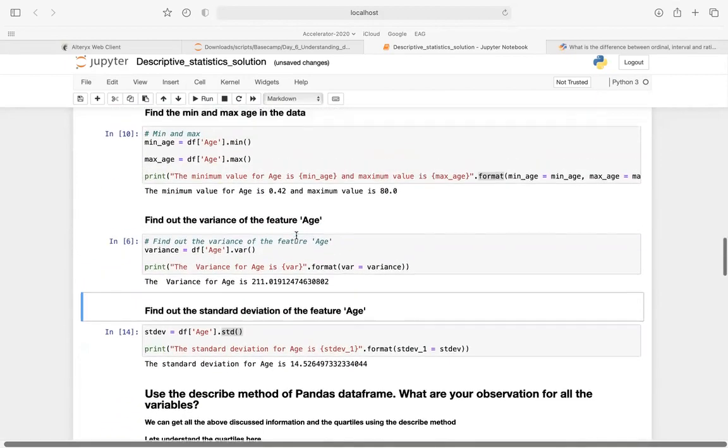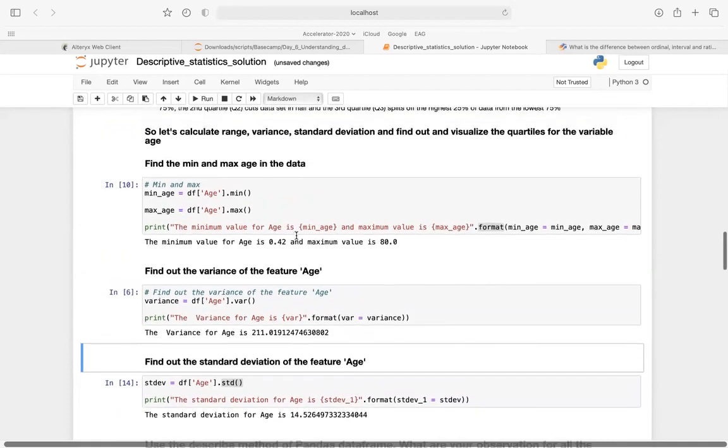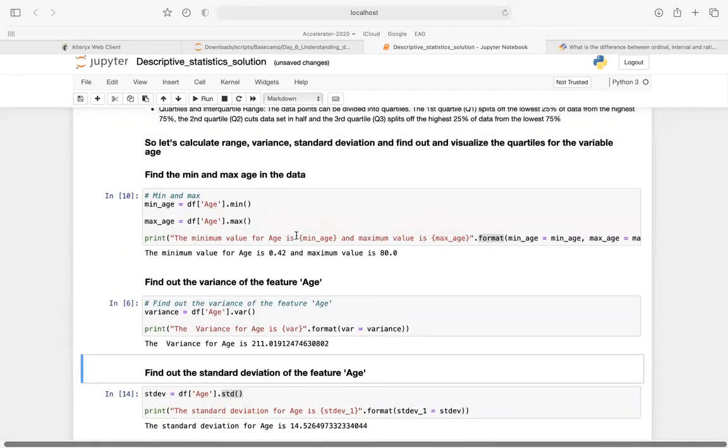Any quick questions, guys? Are we all clear on what descriptive statistics is? What is central tendency? What is dispersion? Any quick question, guys?